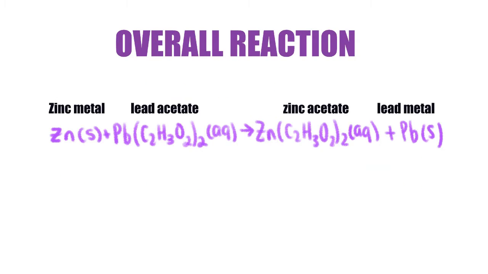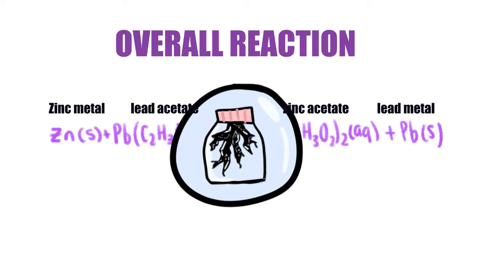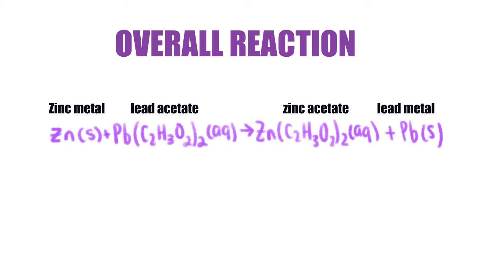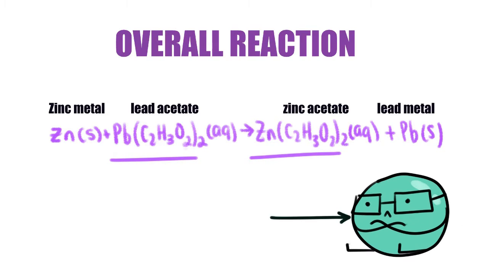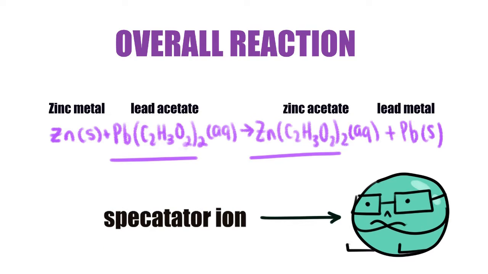So, the zinc ions fall into the water as they form, and the lead will slowly turn to crystals. In this case, the acetate from the creation of this solution is simply a spectator ion, meaning it does not take part in the reaction.